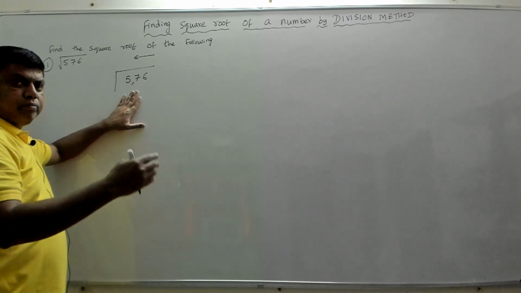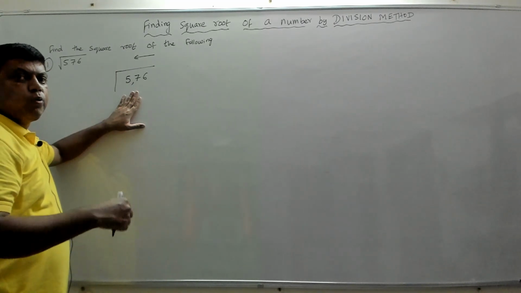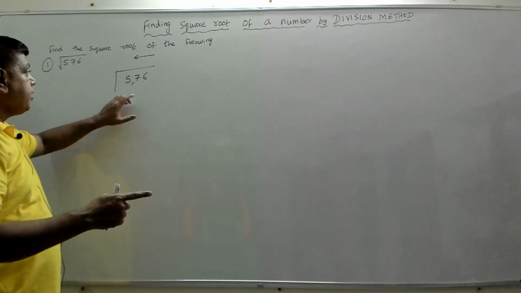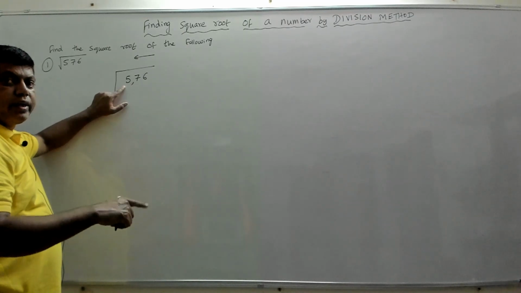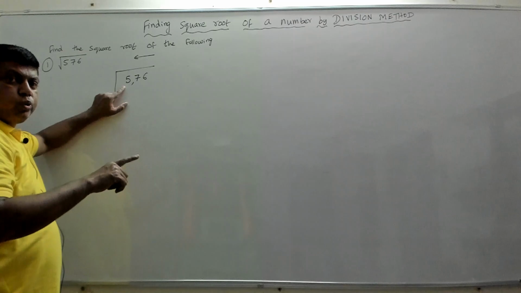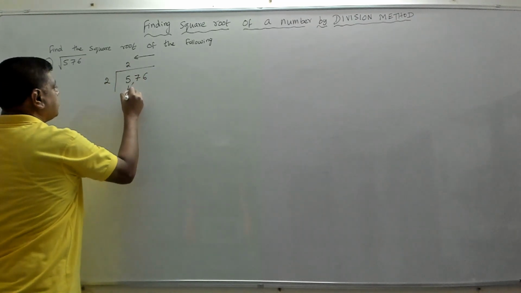then we will start telling our square table. 0 into 0, 0. 1 into 1, 1. 2 into 2, 4. 3 into 3, 9. And 9 is exceeding 5. So we cannot take 3 into 3. We have to go to the number before 3, which is 2. So 2 into 2, 4. So we have to put 2 into 2, 4.